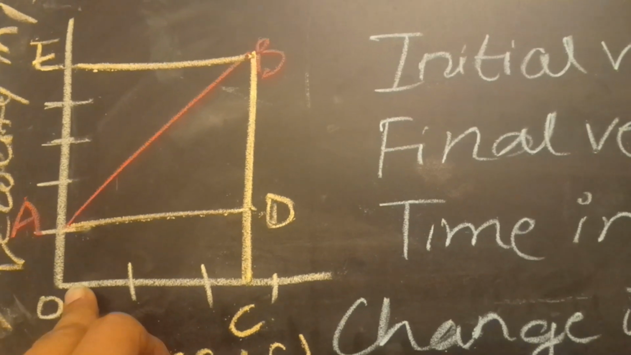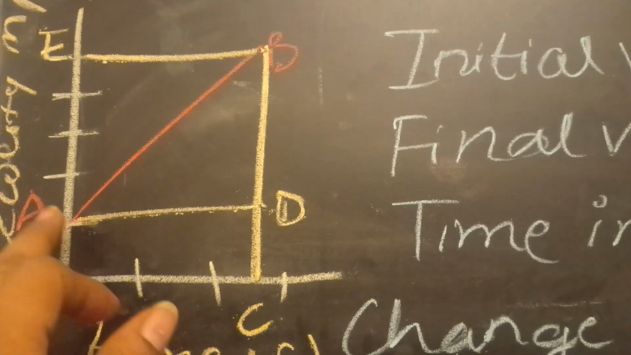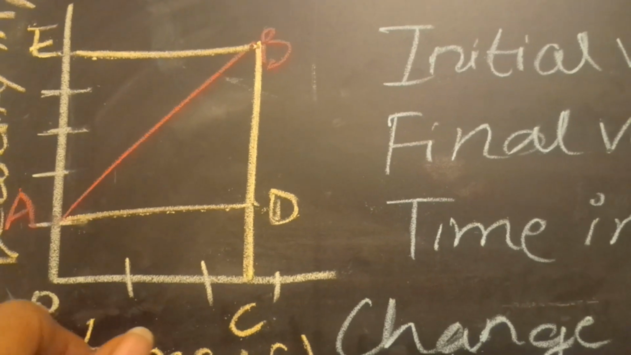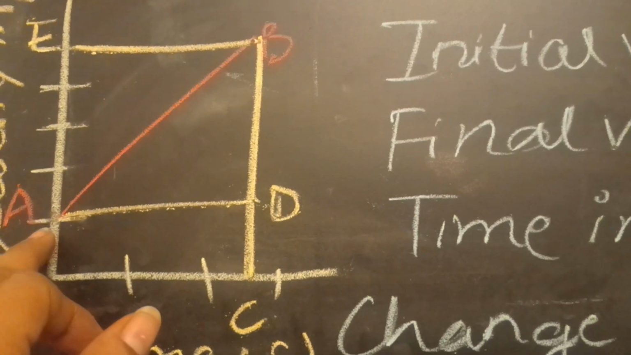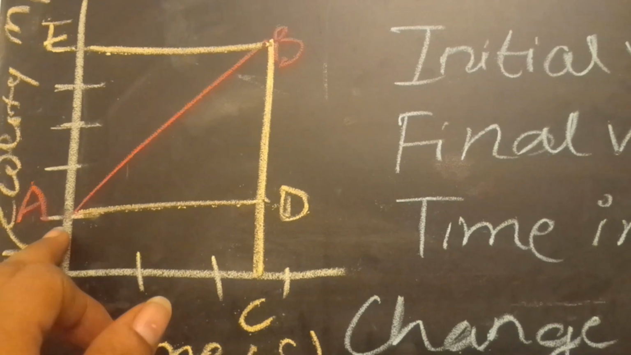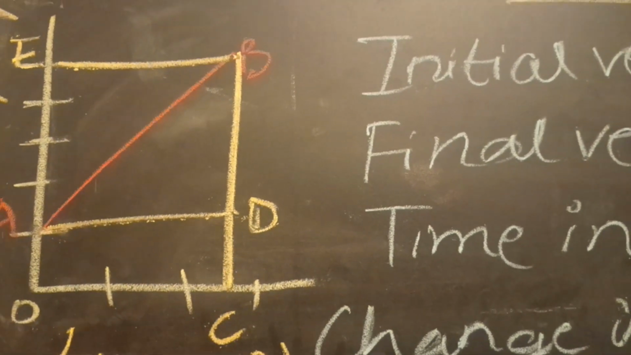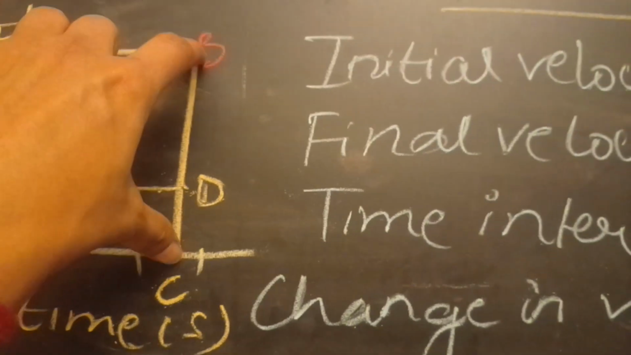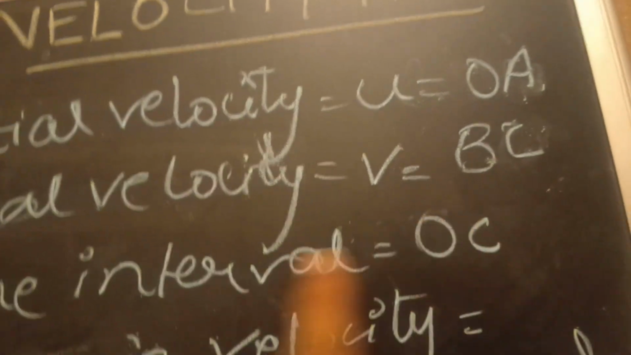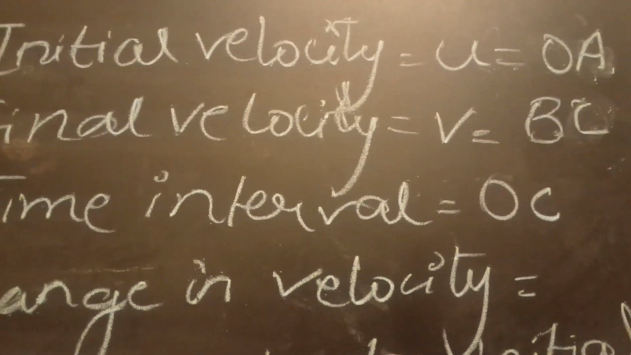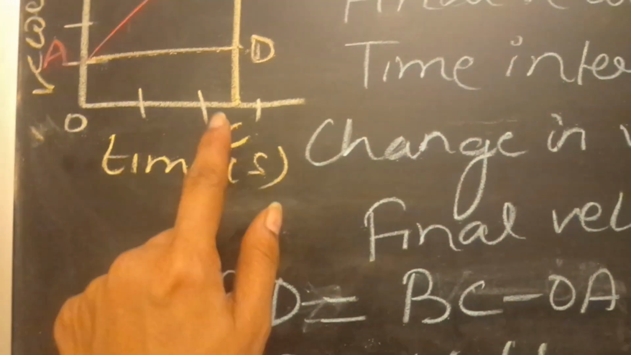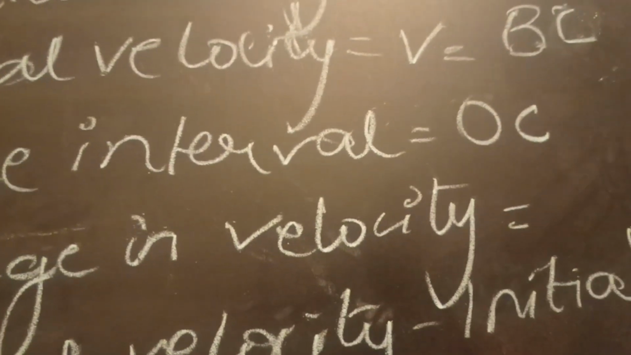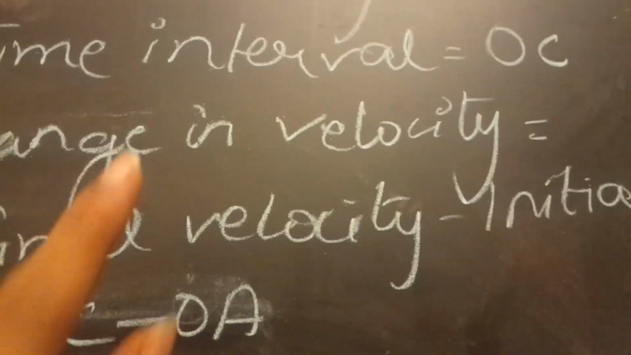So, giving names to these lines, we can say that OA is the initial velocity, and BC measures the final velocity. Our initial velocity is OA, our final velocity is BC. The total time taken to reach the final velocity is OC, right? So we have OC.